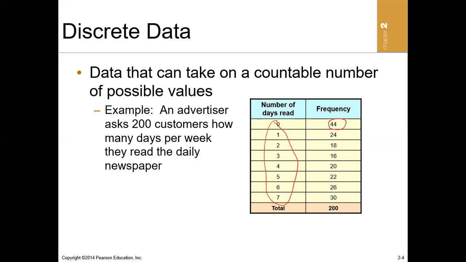Let's assume that in a week, 44 customers read it 0 times, 24 customers read it once, 18 customers read it twice, and etc. So here we have the number of days read as against the frequency.